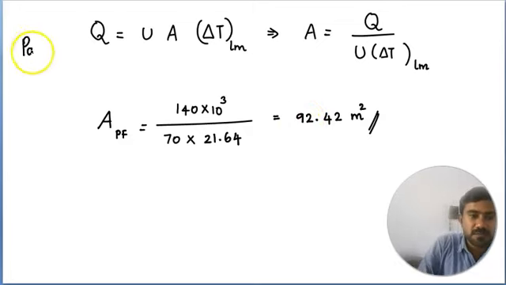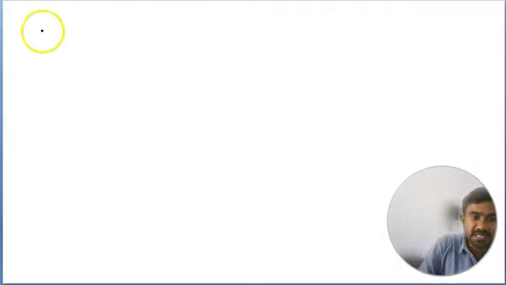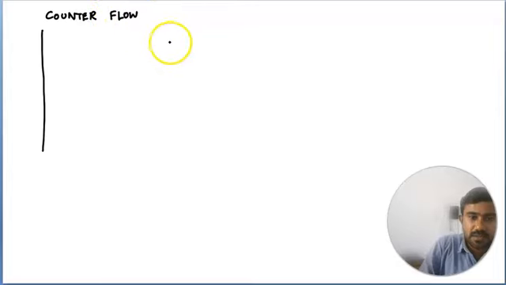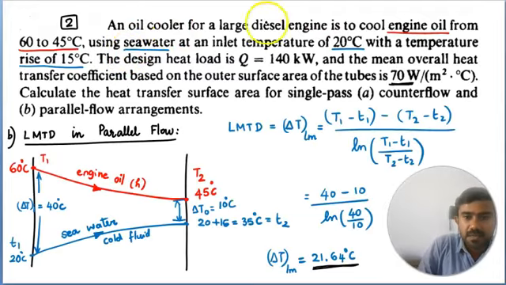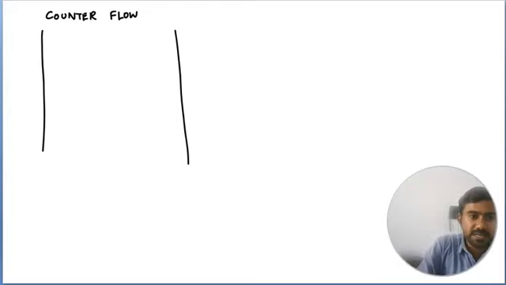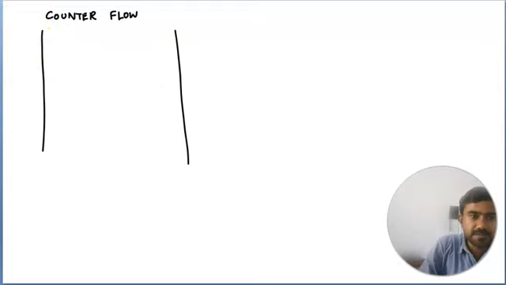This is parallel flow. We have to repeat the same thing for a counter flow heat exchanger. I suggest you always start with the temperature profiles. We have counter flow. To avoid making mistakes in the exam, you always sketch the temperature profiles from the problem. Now engine oil is going from 60 to 45. I am assuming the hot fluid direction to be the same, left to right. So hot fluid is going from 60 to 45.